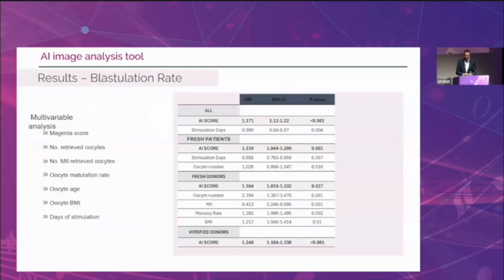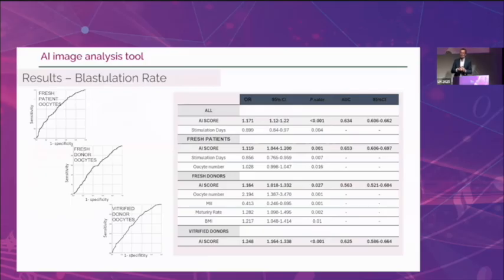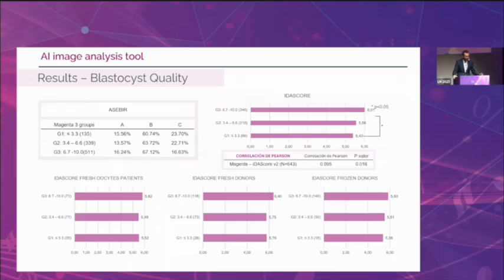We did, of course, a logistic regression in order to calculate the R under the cube of the capacity of prediction. In our data set, we had standard patients, patients coming from oocyte donation, and also vitrified oocytes from donors. In all the cases, the R under the cube was around 0.65, more or less, even taking into account other variables that condition the outcome in a multi-logistic regression. So again, the prediction of blastulation is discrete.